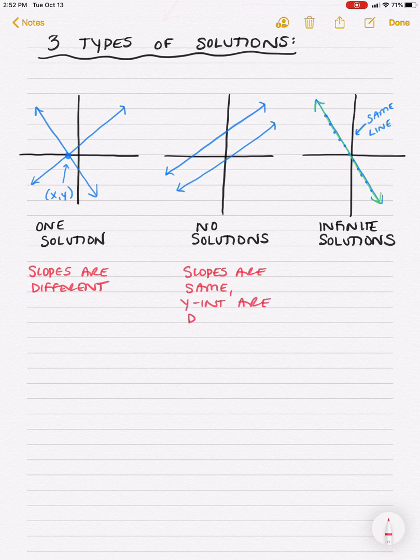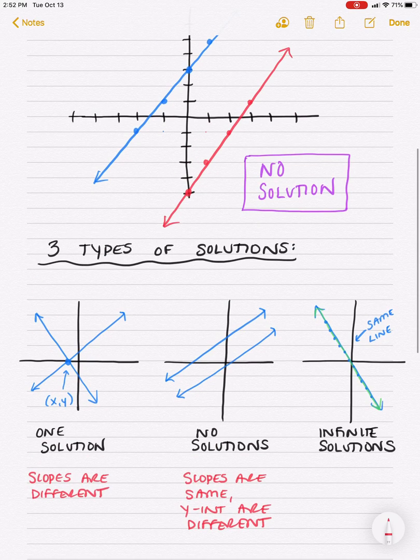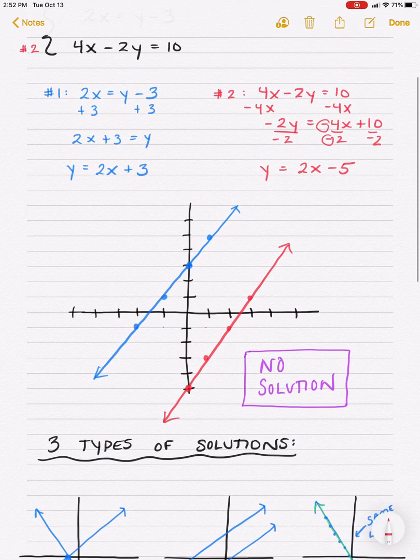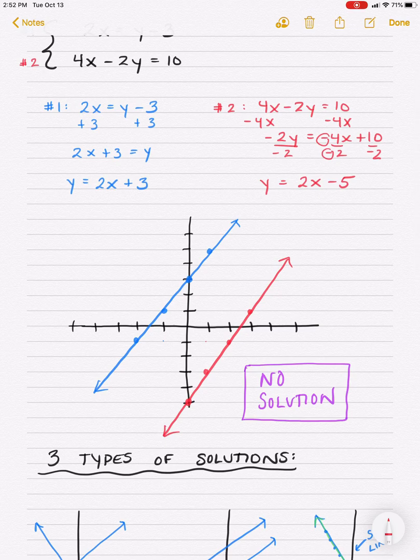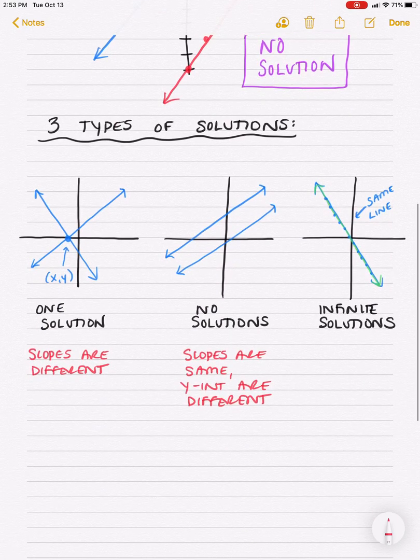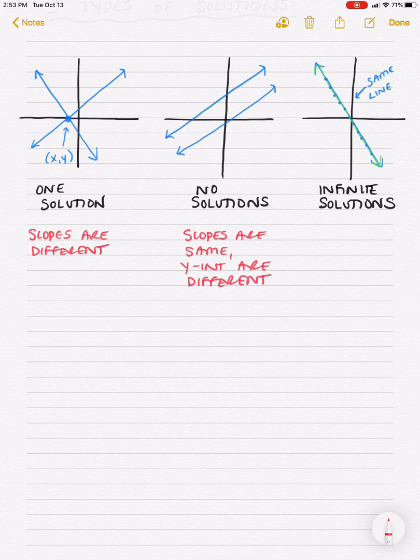are different. And that's how we should have been able to identify earlier on, when we were doing this, that it was going to be no solution, because I can see right here that I have the same slope, but since the y-intercepts are different, that's what would have told me that I was going to graph parallel lines. But with the same line, you end up with the slopes and the y-intercepts, okay, are the same. And so it is an identical line.